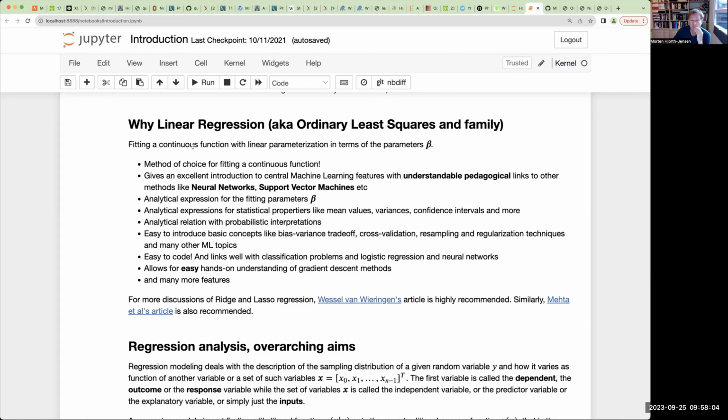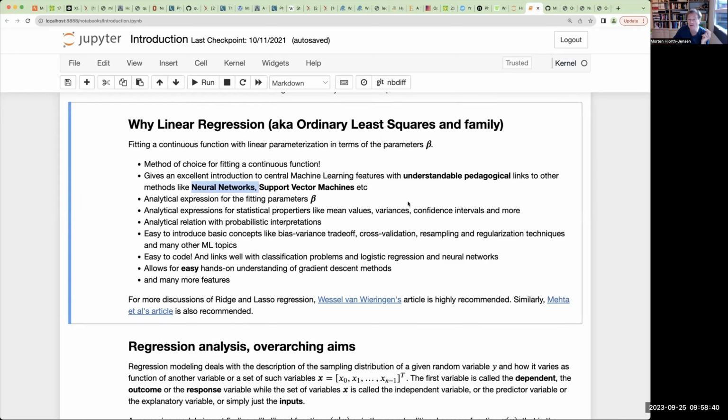But one of the things which is important, as a kind of summary of what we've done today, is that linear regression has been a kind of method of choice for fitting a continuous function. It normally gives a nice introduction to central machine learning methods. It's normally called a low-level machine learning method. We have analytical expressions for the fitting parameters. We are going to have analytical expressions for the gradients, which is extremely useful when we go to more complicated cases like neural networks, where we're going to have millions of parameters, and our surface, which we want to optimize, is going to be very complicated.